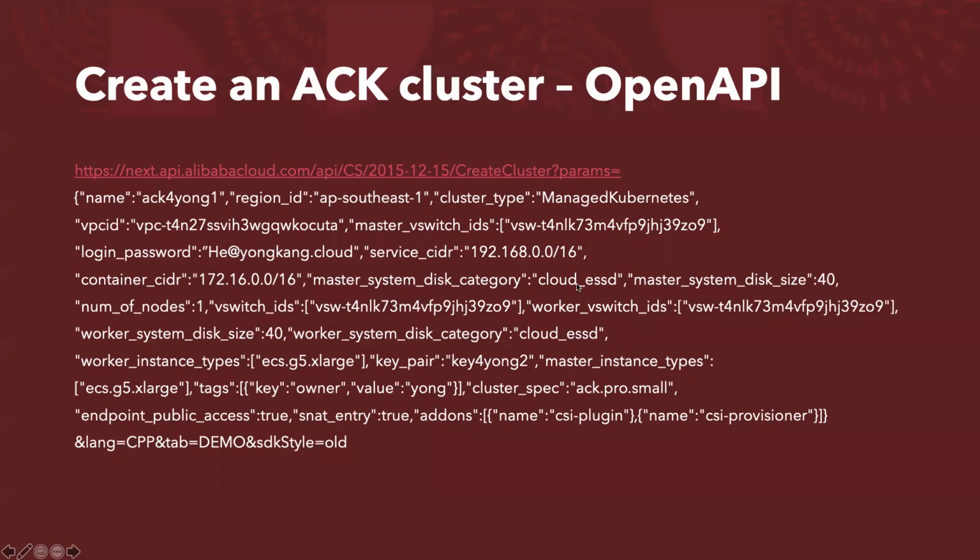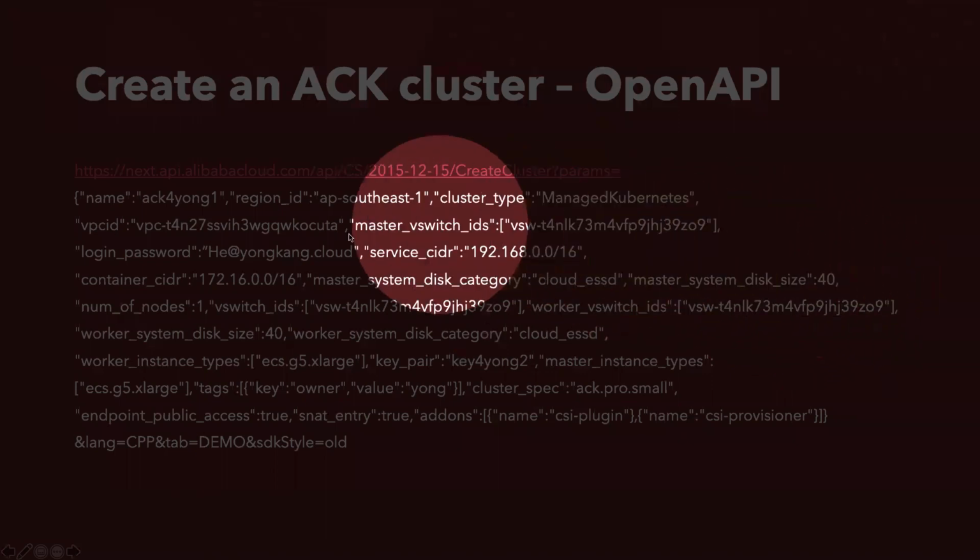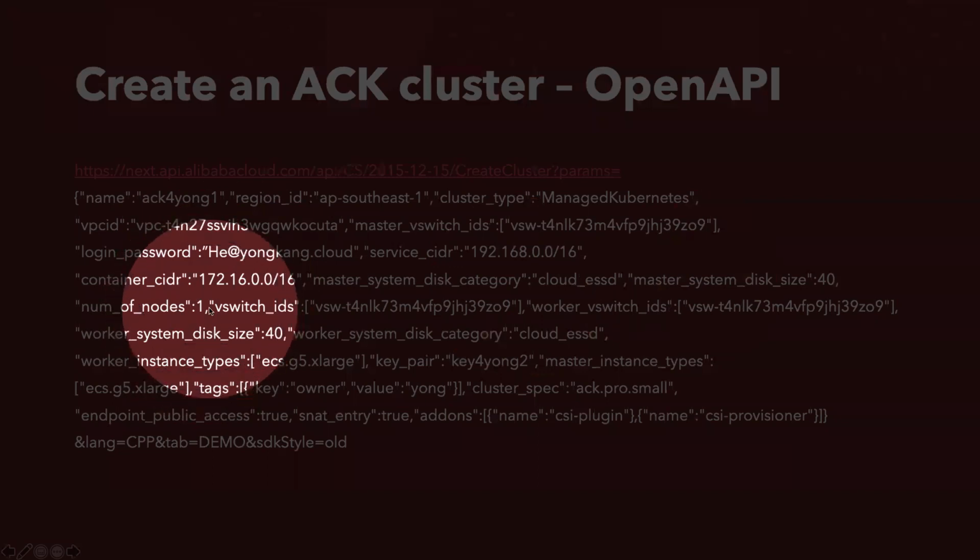So there are multiple system categories. You have the cloud ESSD, which is a high performance enhanced SSD. And you also have the cloud SSD, which is not enhanced. So I was using the high performance ESSD here. And you will be asked your master system disk size. I use the minimum required 40 GB. And number of work nodes, for the testing purpose, I only use one node.